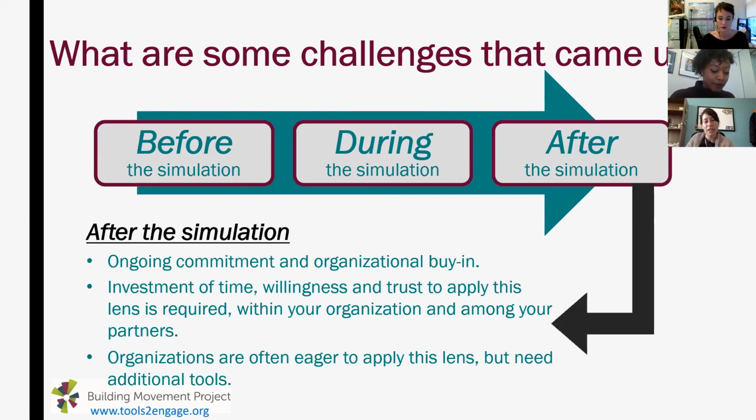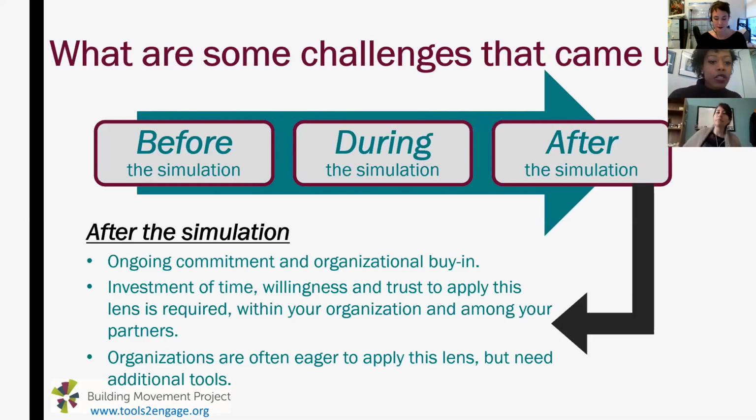Investment of time, willingness, and trust to apply this lens is required. There needs to be trust that, okay, good intentions, but we're going to trust in each other and hold each other accountable, as well as any partners we might be working with in the space, making sure that they can also hold us accountable. And many of our member organizations are eager to apply a racial equity lens, but we recognize that we don't know everything, and so we need to continue to find additional tools as appropriate.